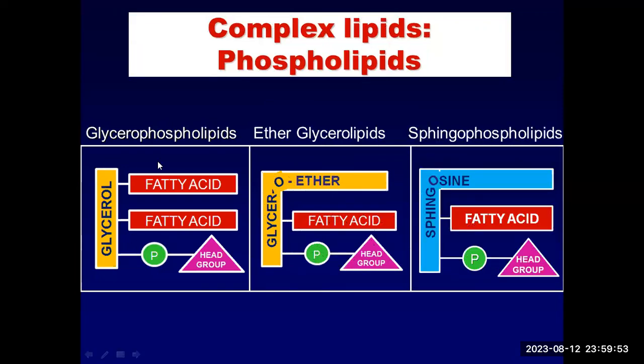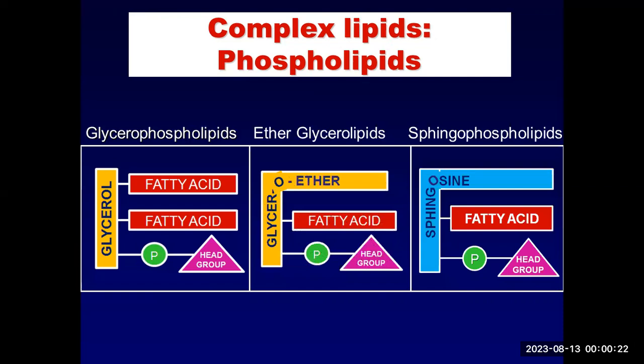one type are glycerophospholipids, ether glycerolipids, and sphingolipids. You can see right here, the glycerol is attached to 2 fatty acids, and other than 2 fatty acids, we have a phosphoric acid right here, and then a head group. So that makes the glycerophospholipid. And we have different types of head groups, therefore we have different types of glycerophospholipids.